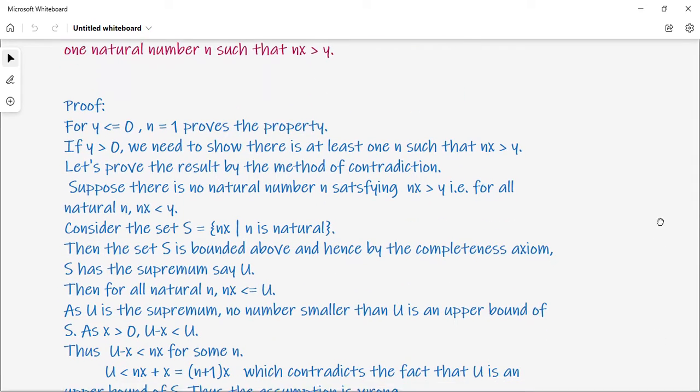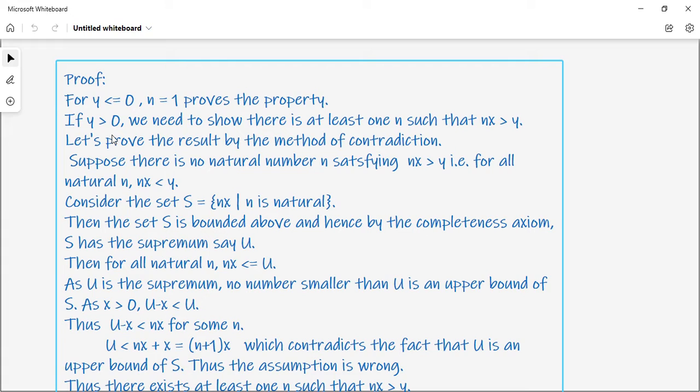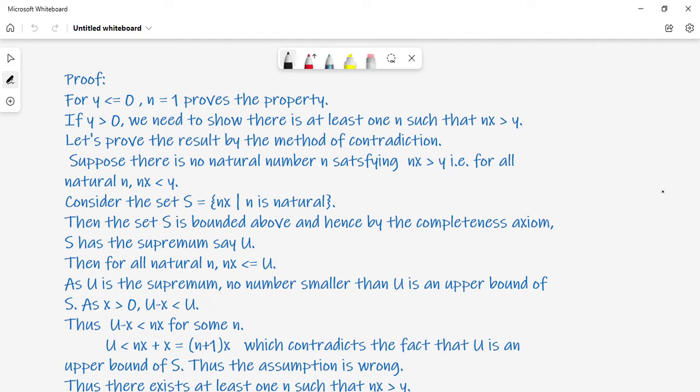Let us try to prove it. y is any real number, so y may be positive, negative or 0. If y is negative, meaning less than 0, or equal to 0, then n equal to 1 is enough for us. What will happen if I take n equal to 1? y is always less than or equal to 0, and 0 is less than x because x is positive. So 1 times x is sufficient for us. This is the meaning of this.